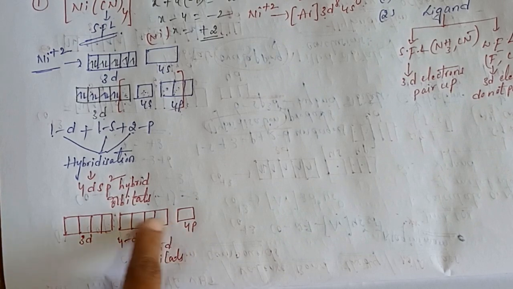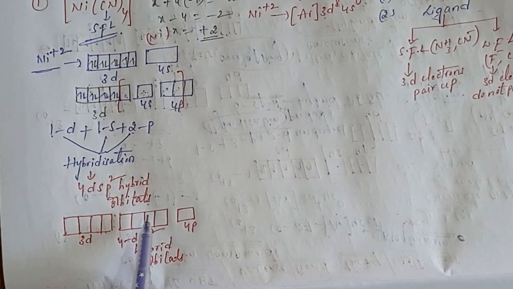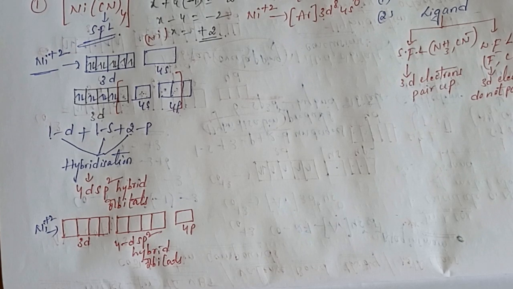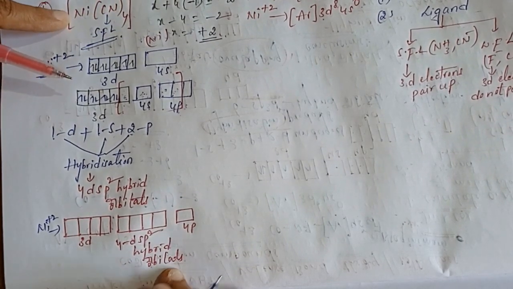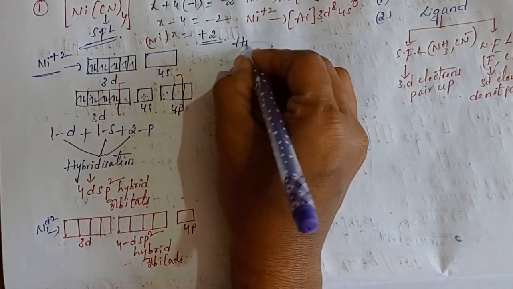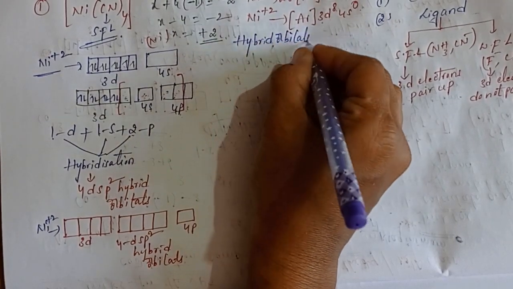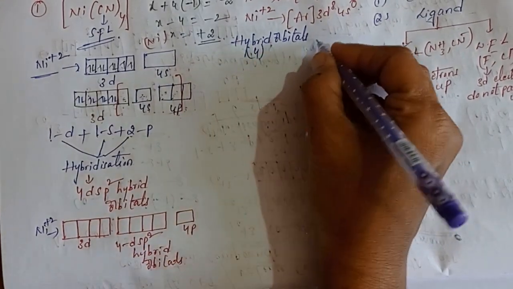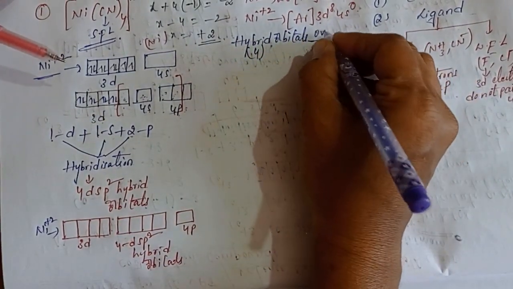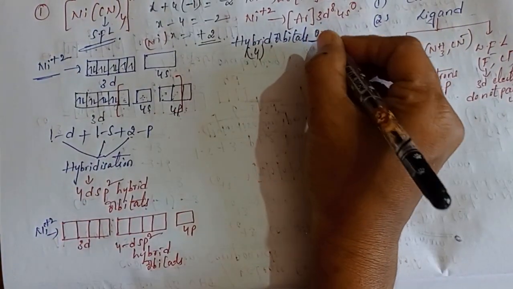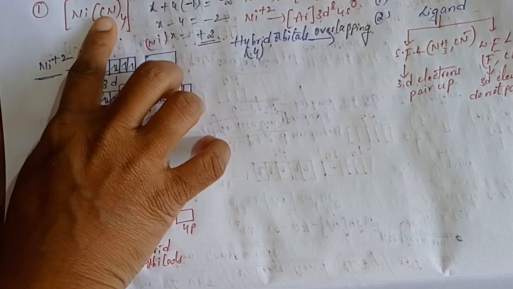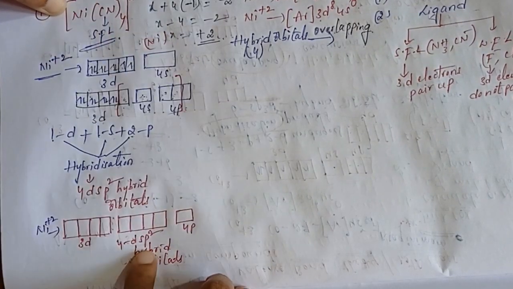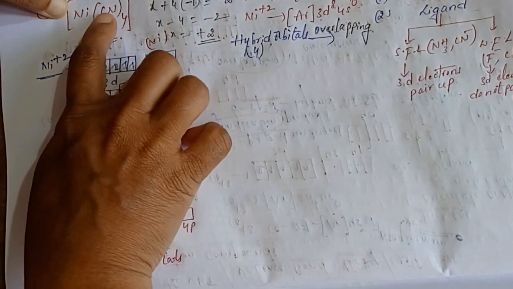Next, now these hybrid orbitals are undergoing overlapping, students. Which orbitals? Ni plus 2. Now these hybrid orbitals of the nickel central metal atom are undergoing overlapping with the filled orbitals of the ligand, students. Hybrid orbitals, total how many are there? 4. These are undergoing overlapping with which orbitals, students? 4 cyanide orbitals. Nickel hybrid orbitals undergoing overlapping with the 4 orbitals of cyanide.